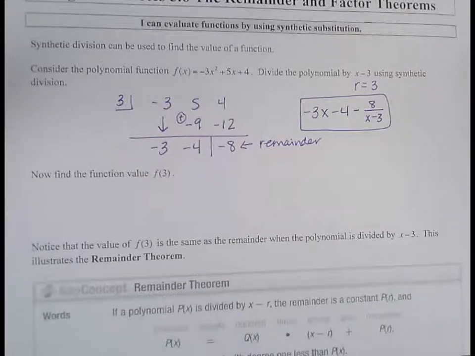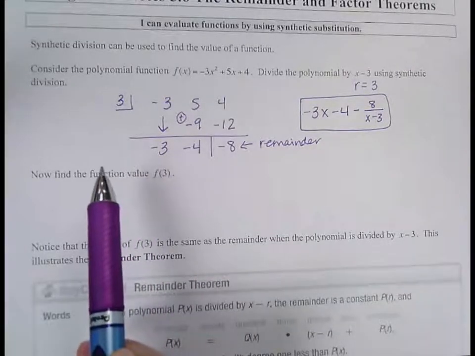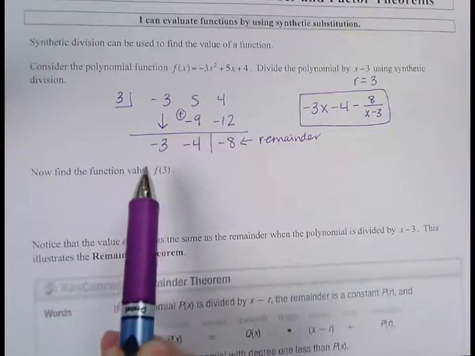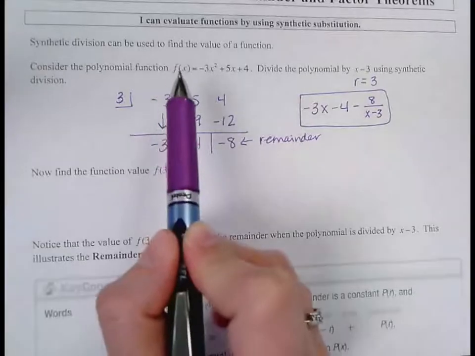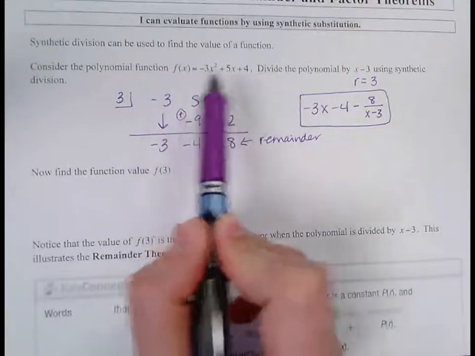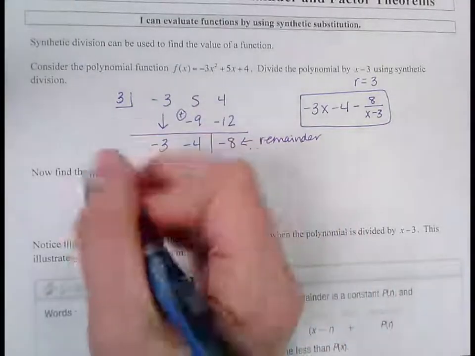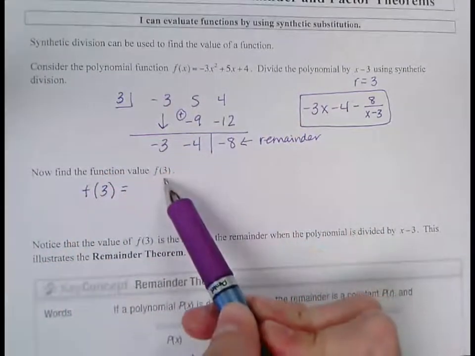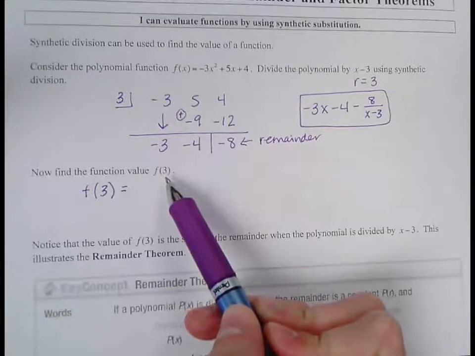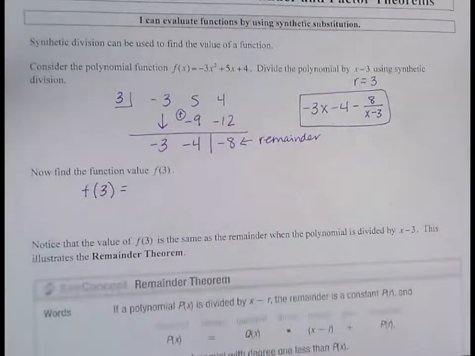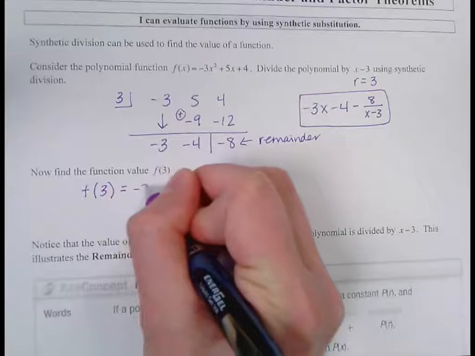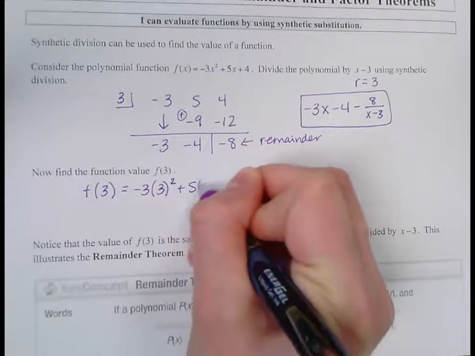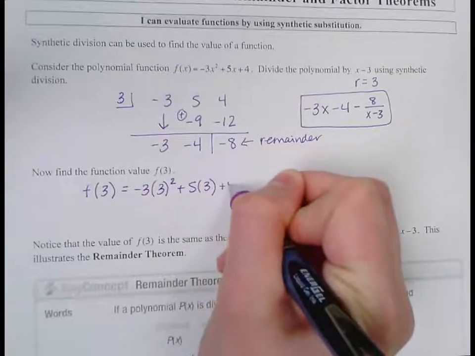Okay, we're going to come back to this, but now we're going to find the function value f of 3. For the same function we were given above, how would we do that? How do we find a function value? Yep, plug 3 in for x and then evaluate. So we would have -3 times 3 squared plus 5 times 3 plus 4.